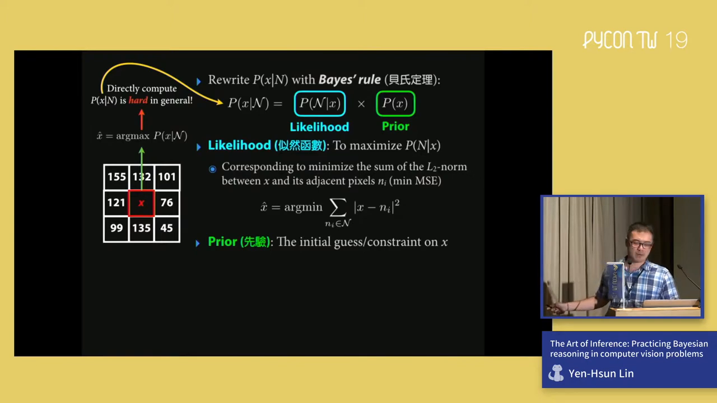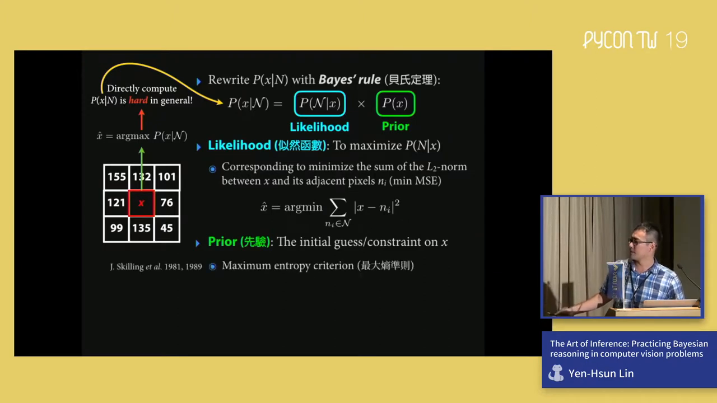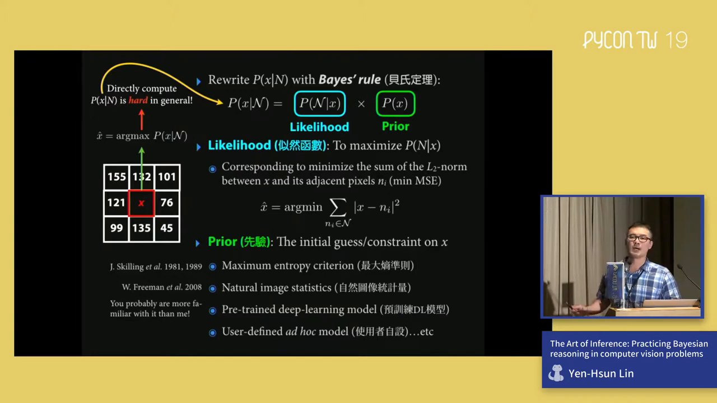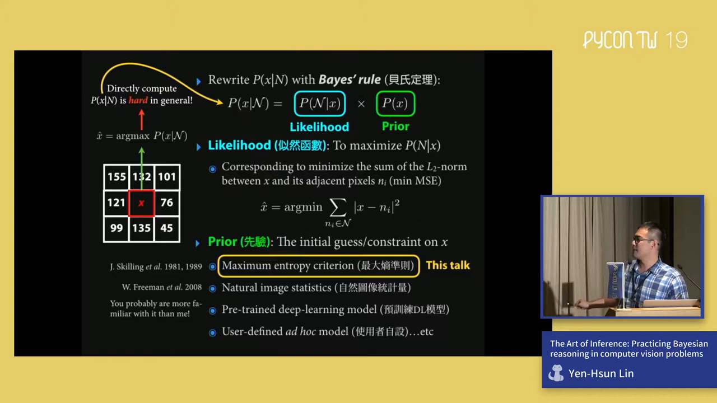So there is a plethora of choices for the prior. You can choose the maximum entropy criterion, or some natural image statistics, or if you have a pre-trained deep learning model, you can use that to predict the possible prior value on this X here before sending it into the restoration process. And of course, if you are not satisfied by the first three, you can build your own user-defined model to describe the prior knowledge on X depending on your previous investigation of this problem. But in this talk, I will mainly focus on the maximum entropy criterion here.